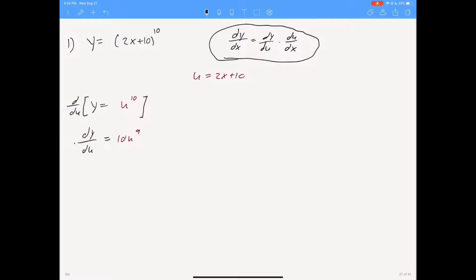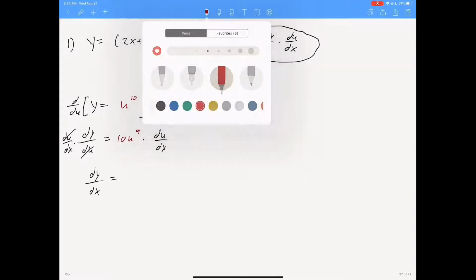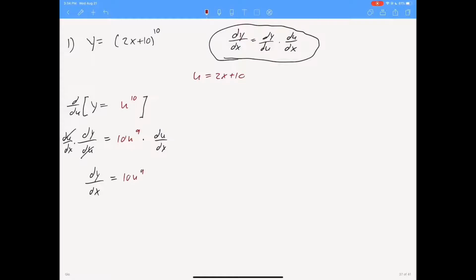We'll just multiply both sides by du/dx. You can see in our notation the du's cancel out. We'll have dy/dx is equal to 10u raised to 9 times the derivative of u. So let's find du/dx.